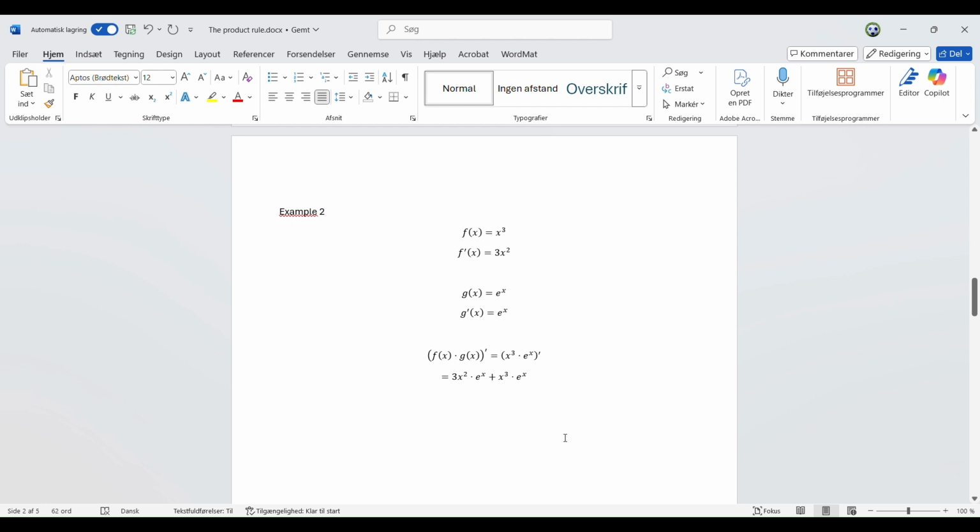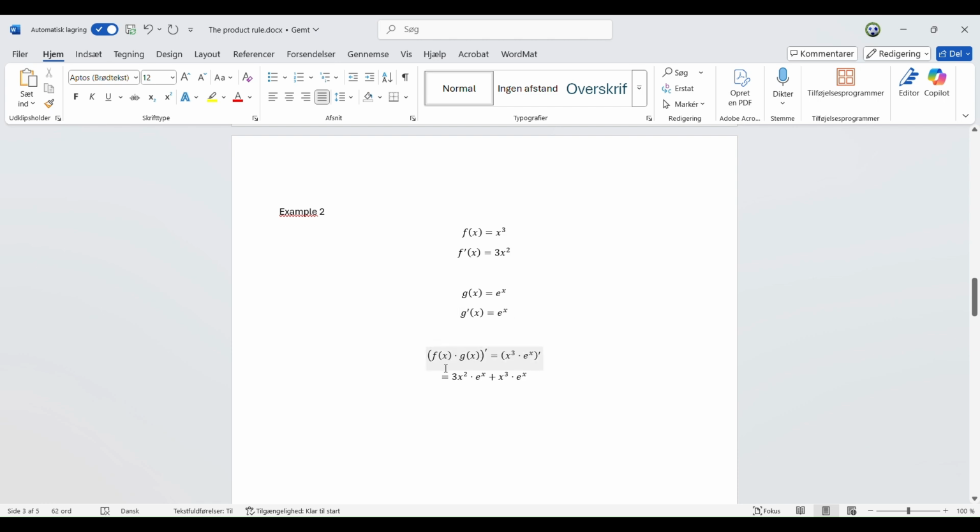Let's have a look at another example. We've got f of x equals x raised to the power of 3 this time, and g of x equals e raised to the power of x. The first order derivative up here is 3 times x squared, and the first order derivative down here is e raised to the power of x.